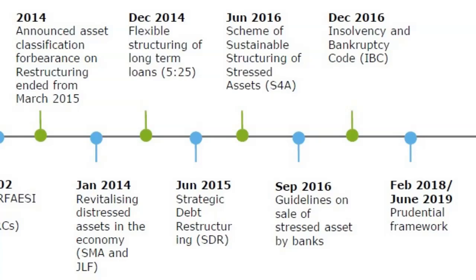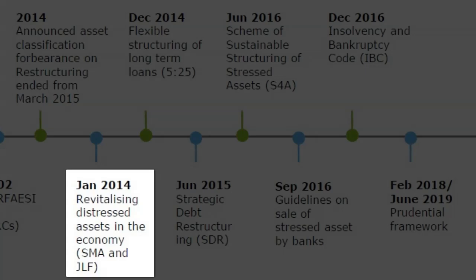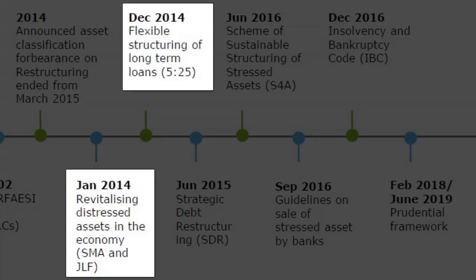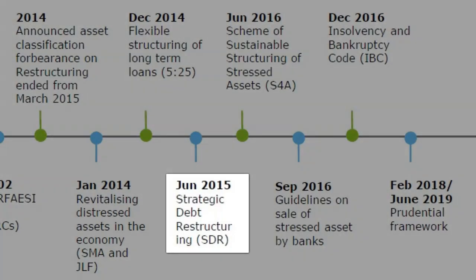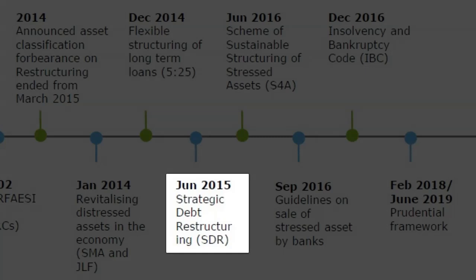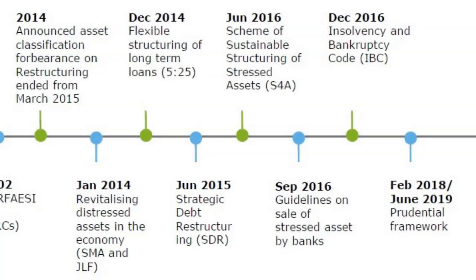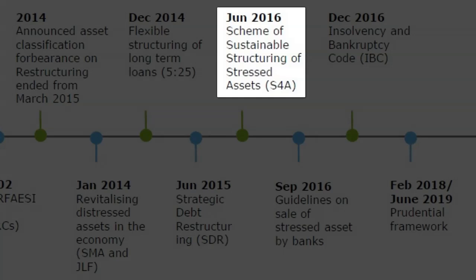The next major dispensation method came in 2014. The Revitalising Distressed Assets in the Economy and flexible structuring of long-term loans was introduced. In 2015, strategic debt restructuring was introduced by RBI to deal with the rising NPA crisis and to restructure eligible corporate accounts. Further, in 2016, the Scheme for Sustainable Structuring of Stressed Assets was introduced by RBI with similar motives.